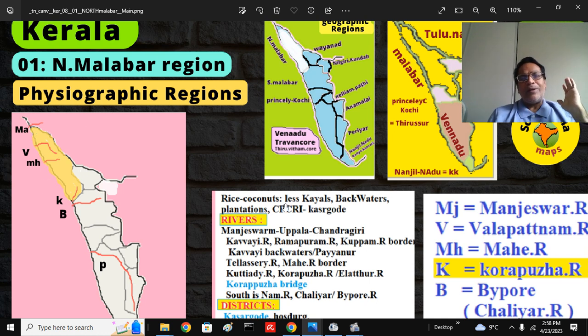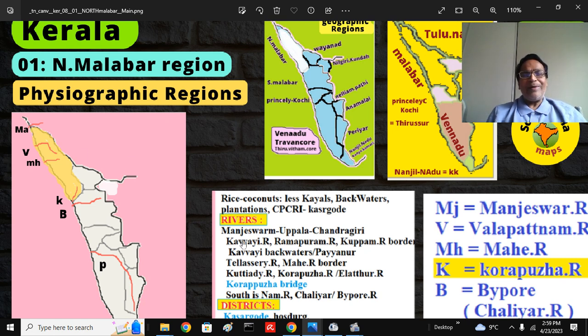Even the Central Plantation Crops Research Institute, CPCRI, a part of ICAR, the Indian Council of Agricultural Research, a major research center, is present in Kasaragod town itself. The rivers are Manjeshwaram and Uppala. Manjeshwaram is the northernmost border. Crossing Manjeshwaram means you enter South Kanara, Dakshina Kannada, that is the Mangalore district now.